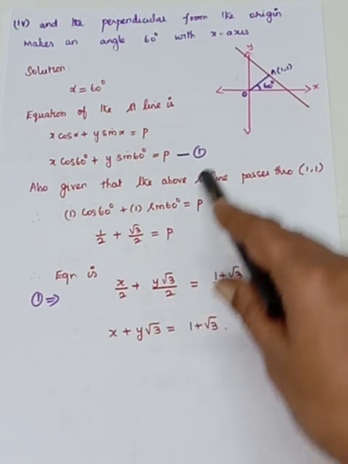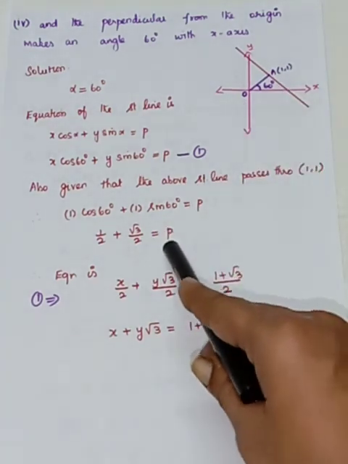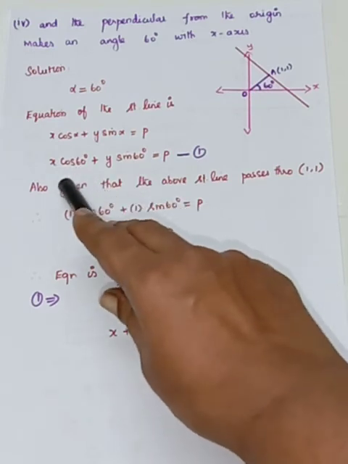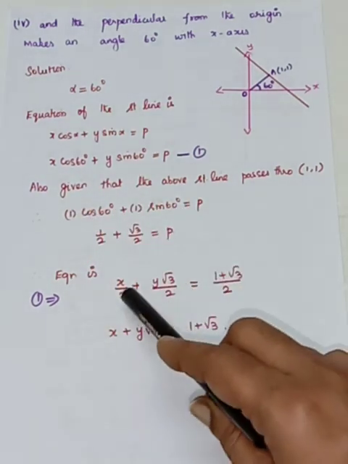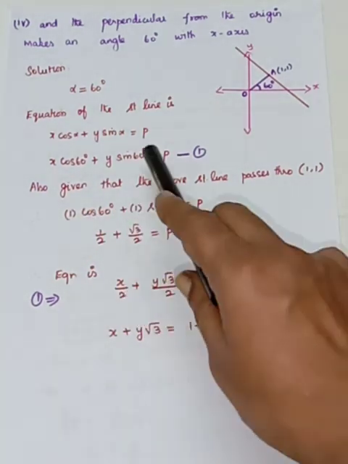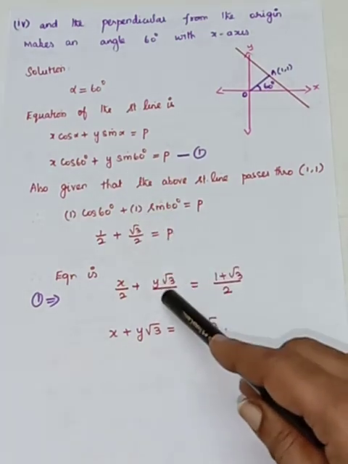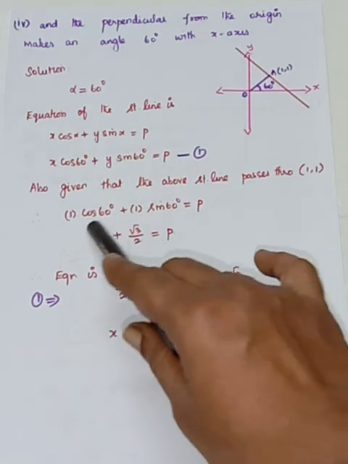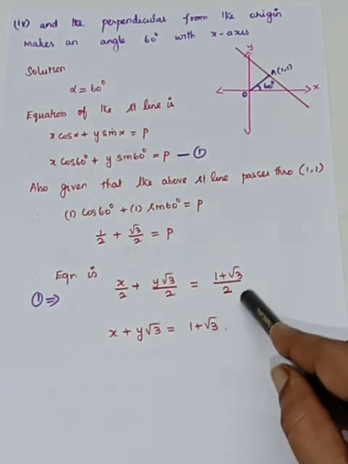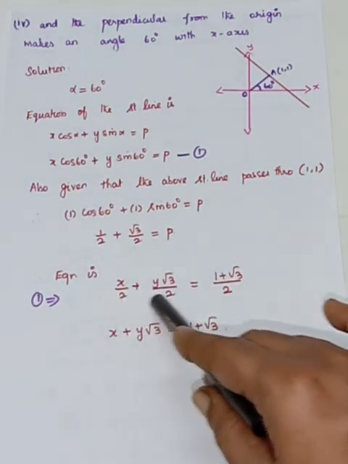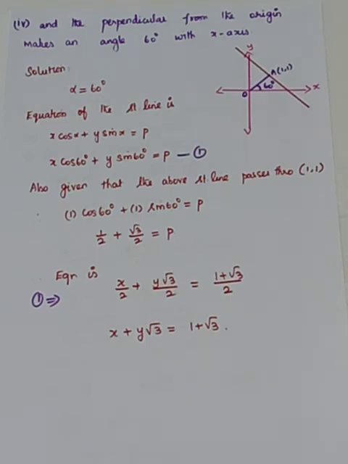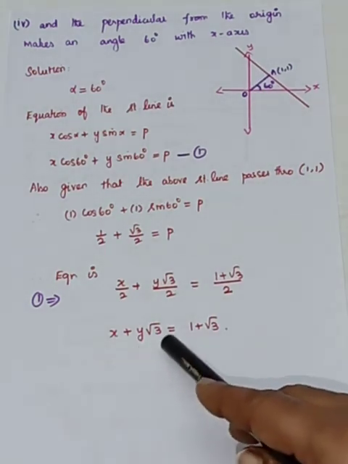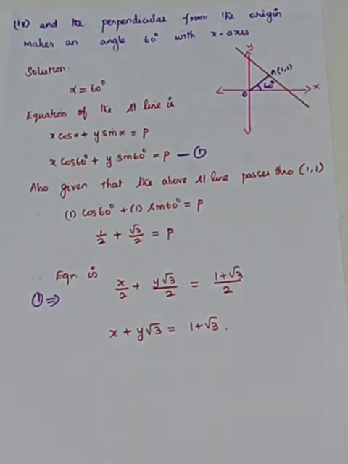So we have found the normal length, that is p. Okay, this has to be substituted in this equation. So x into, what is cos 60 degree? 1 by 2. So that is x by 2. Sin 60 degrees root 3 by 2. So y root 3 by 2 is equal to p. P we have found here, 1 plus root 3 by 2. So you see that on both the sides 2 is common, so it is getting cancelled. So x plus y root 3 is equal to 1 plus root 3.